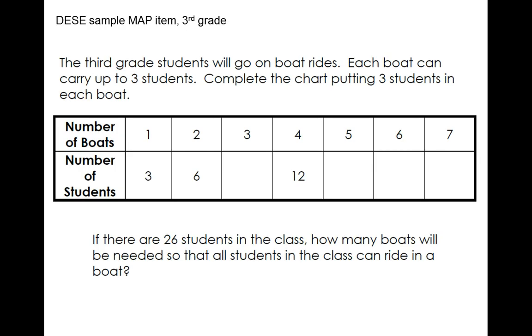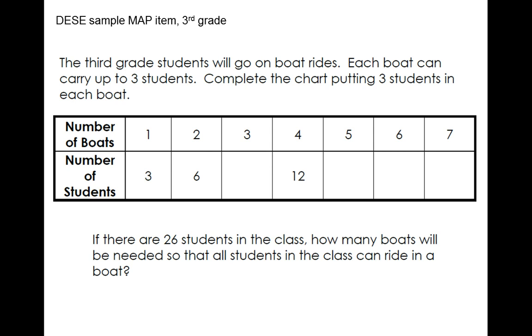Here's another example of the sort of question that might be asked of a student about sequencing. This is a 3rd grade sample MAP item from DESE. If you take a look at the table, you'll see that students are trying to complete a table. This is about boat rides, and there's some patterning going on. So they're being asked to find a pattern for the number of students in the boat. And the twist on this is, the question is, if there are 26 students in a class, how many boats will be needed so that all students can ride in a boat?